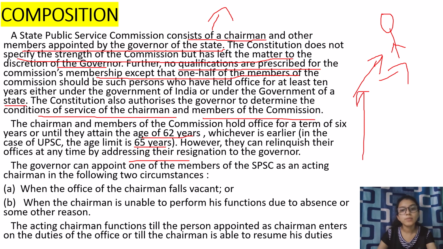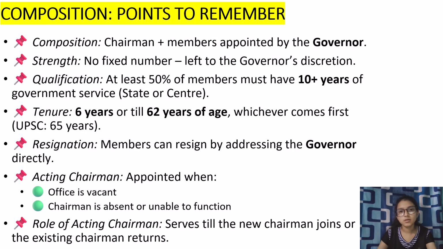The governor can appoint one of the members of the SPSC as an acting chairman in the following two circumstances: when the office of the chairman falls vacant, or when the chairman is unable to perform his functions due to absence or some other reason. The acting chairman functions till the person appointed as chairman enters on the duties of the office, or till the chairman is able to resume his duty. This is basically the same paragraph that is given under UPSC. It is applicable for SPSC also. So these are the extracts that you can derive from that lengthy paragraph. That is, composition: chairman plus members appointed by the governor. So the governor plays a very important role when it comes to SPSC.